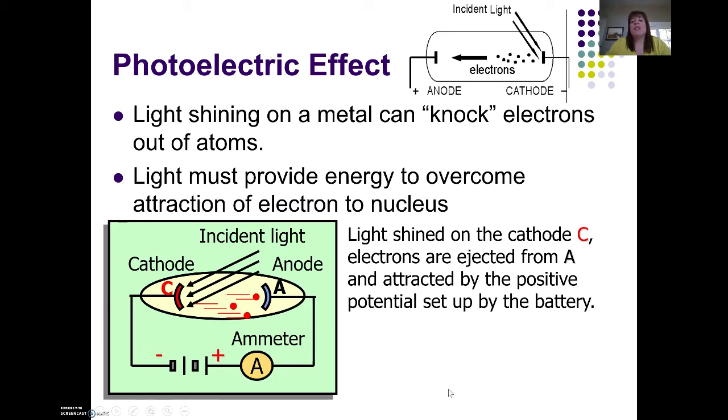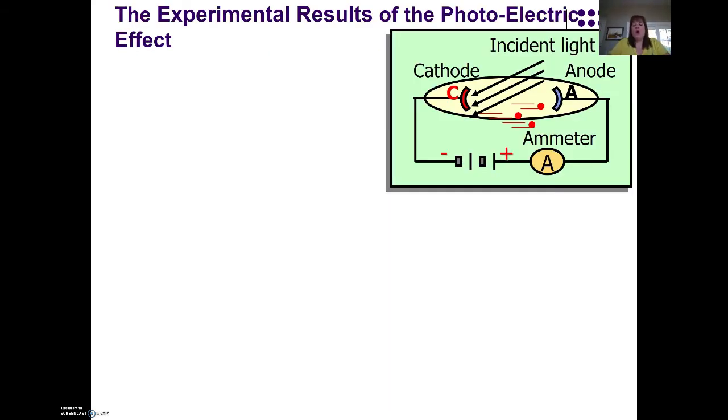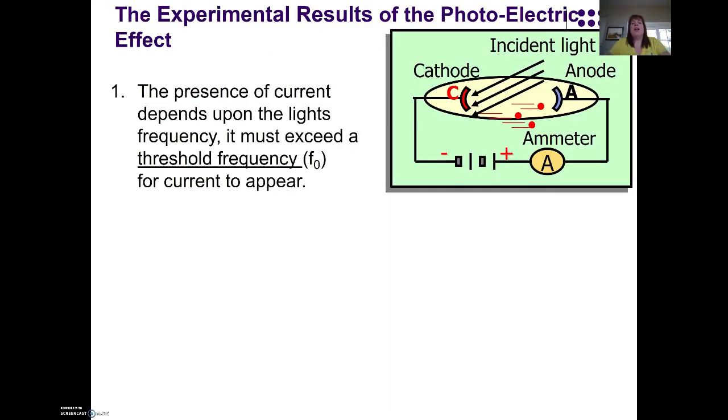Interestingly enough, the person who explained the photoelectric effect was Einstein in 1905. Wait, that's when he came up with his two postulates of special relativity. Oh, crazy. Now, what Einstein found and wrote about, he actually published a paper on this, he showed that the presence of the current depends upon the light's frequency. So it must exceed some minimum frequency. We call it the threshold frequency, or f sub naught, in order for current to appear.